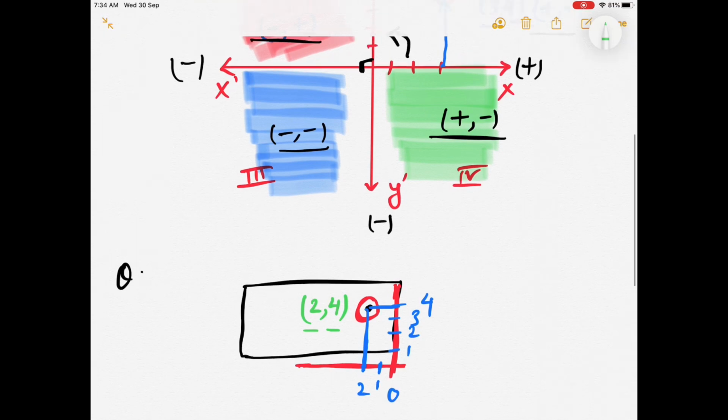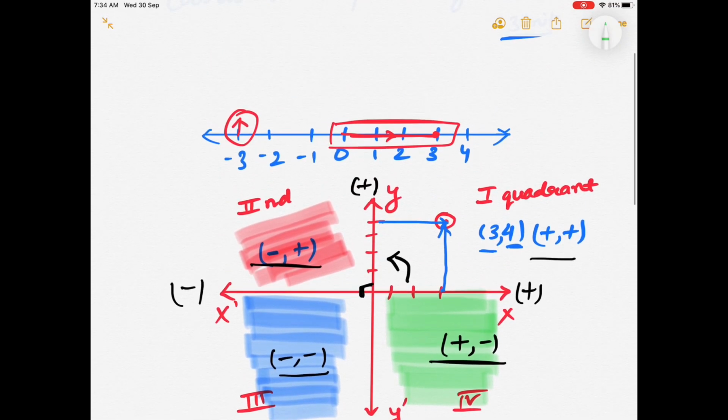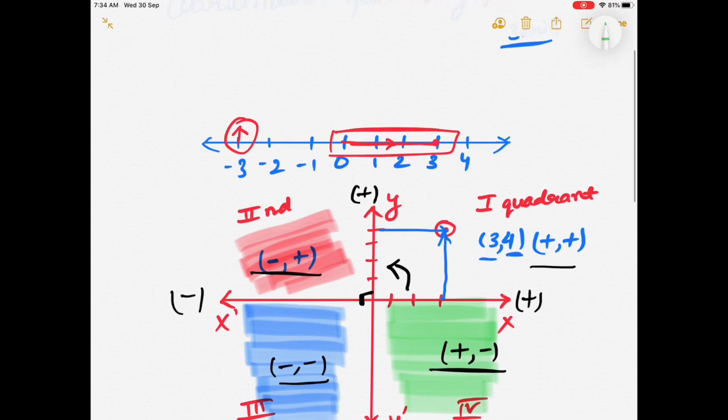So this is the basic of coordinate geometry and this is sufficient for you for today.